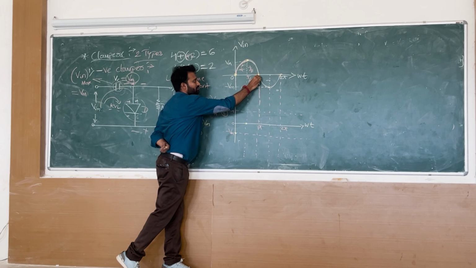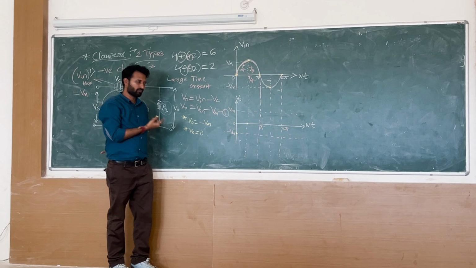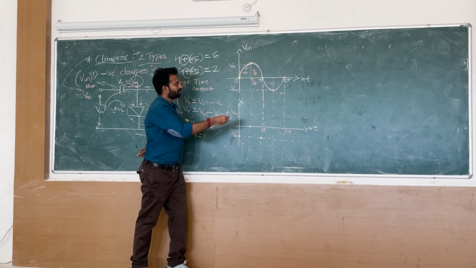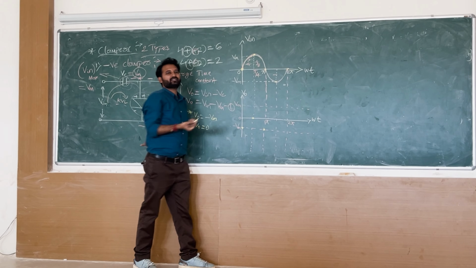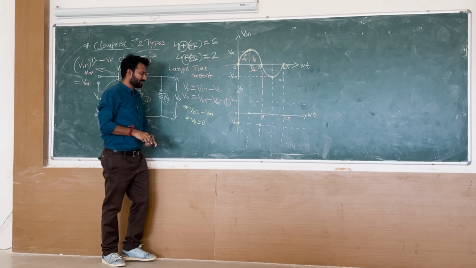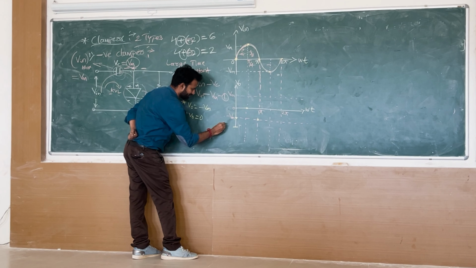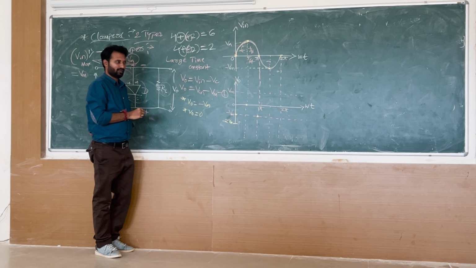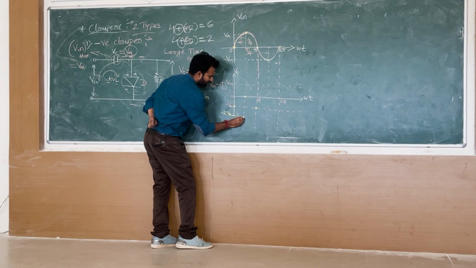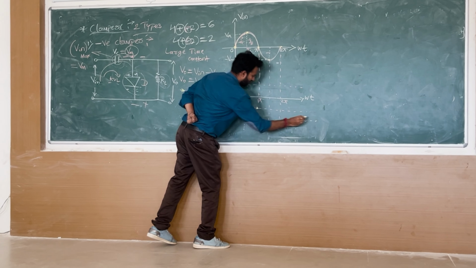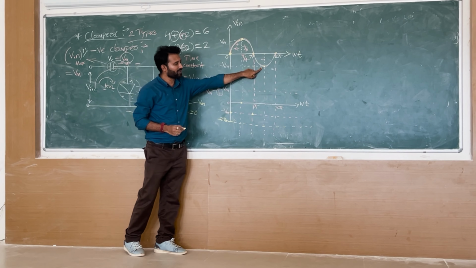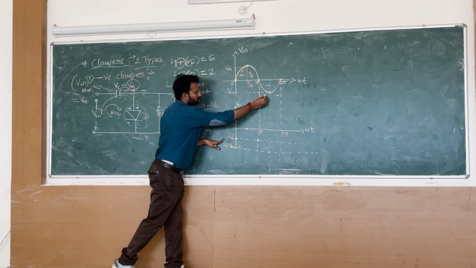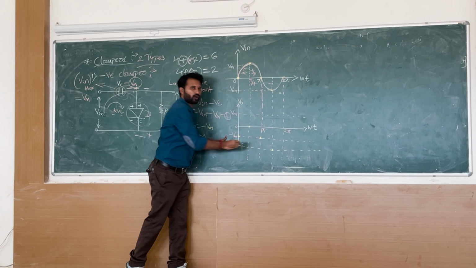Again my input becomes 0. What is your output? Minus Vm. My minus Vm is here. For this, again my input becomes minus Vm. What is your output? Minus 2Vm. Good. This is your minus 2Vm. What is my output if my input is minus Vm, minus Vm, how much? Minus 2. So here put a dotted line.